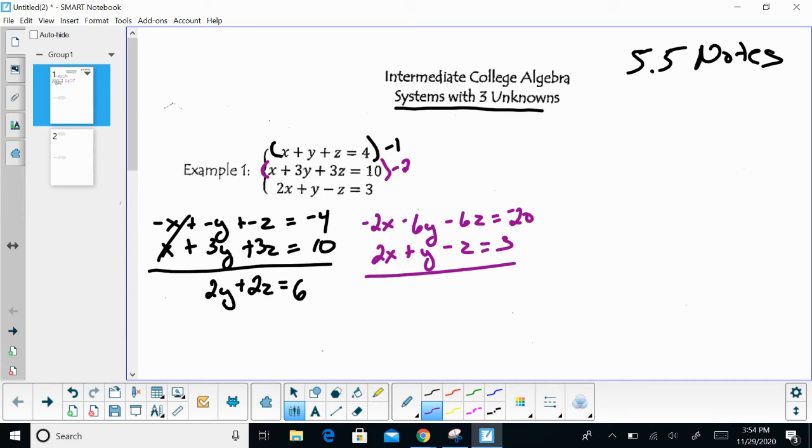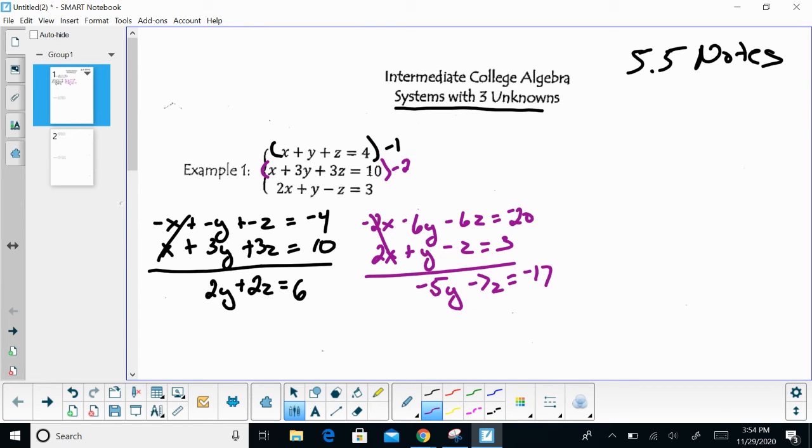and go ahead and do our elimination. -2 and 2 cancel out. -6 plus 1 would be -5y. -6 minus 1 would be -7z. -20 plus 3, -17.